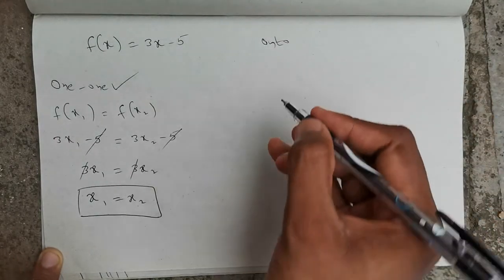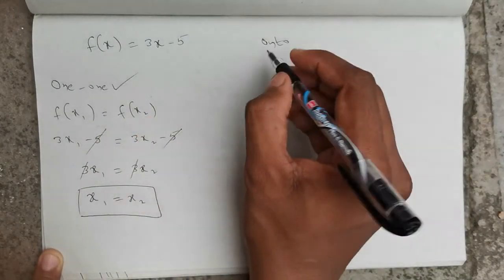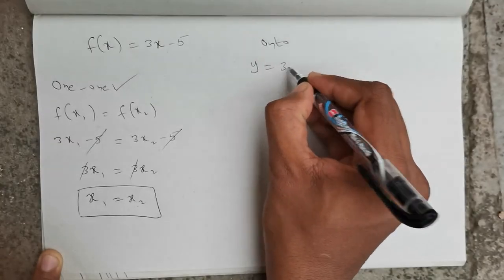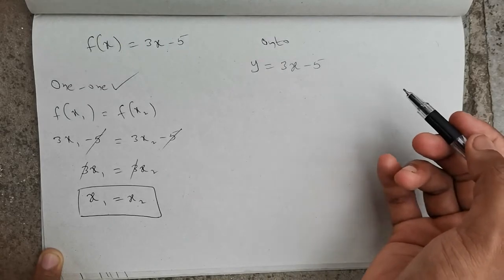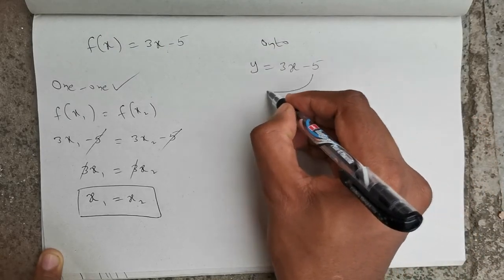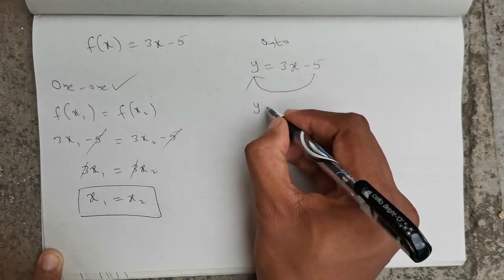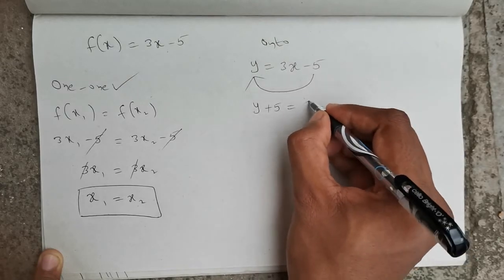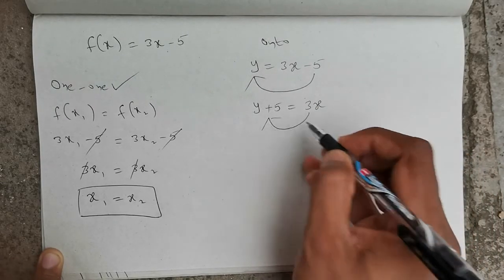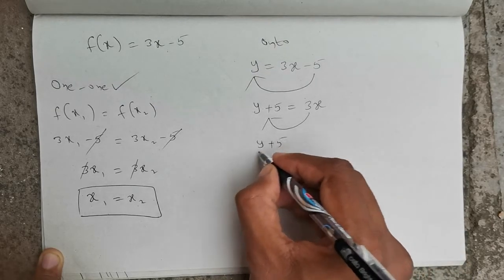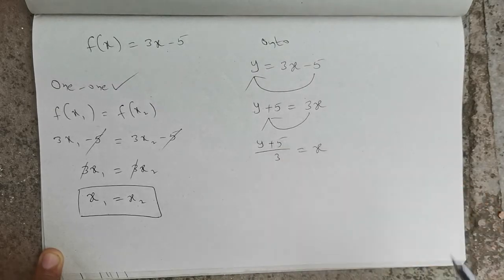Next, checking onto. How will we check onto? First take the given function as y. y = 3x - 5. Now we need to bring an equation for x. Take minus 5 to the left side, it will become plus 5. So y + 5 = 3x. We want the x value, so take 3 also to this side. (y + 5)/3 = x.